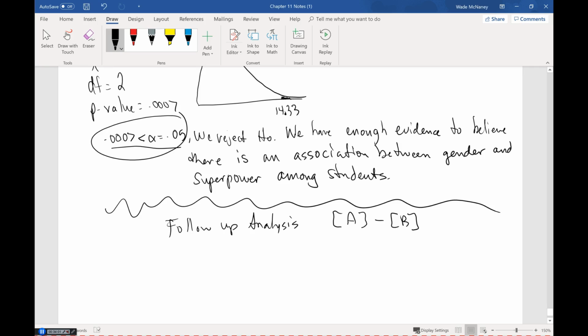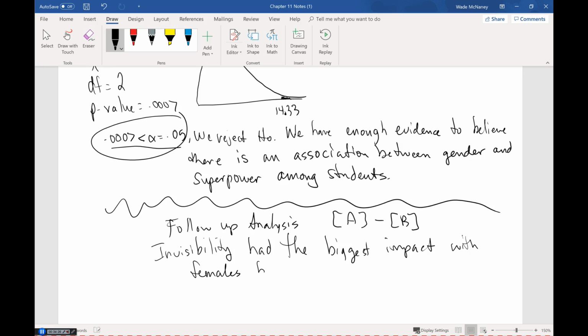So my follow-up analysis: invisibility had the biggest impact. And what else do we have to include with that? The direction. So with females being overrepresented, overrepresented in our sample.